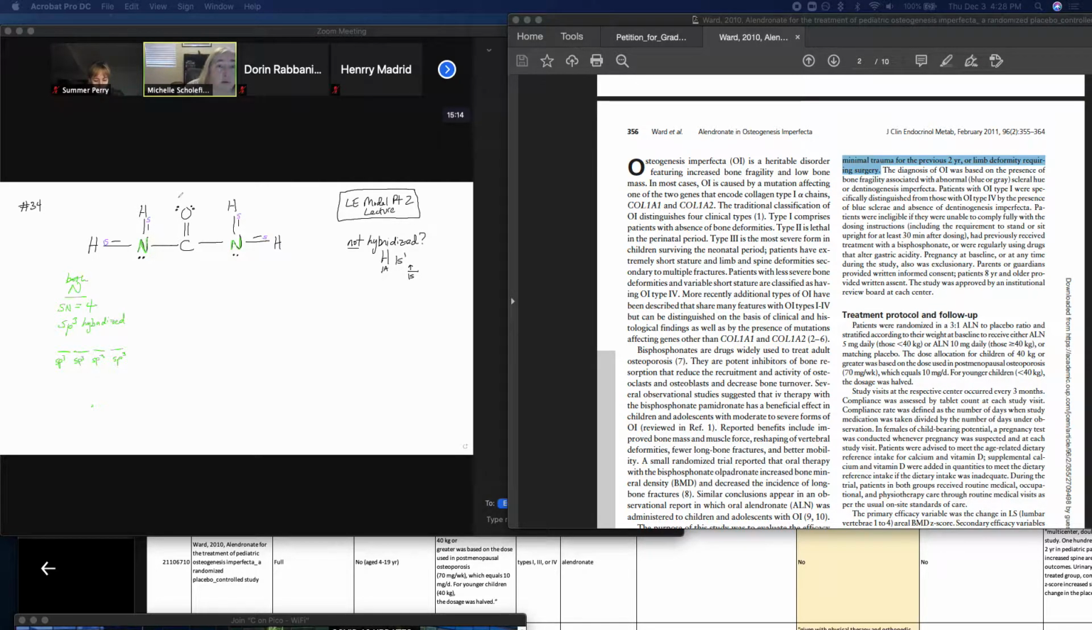Okay. Now, how many valence electrons does nitrogen have? 5. It's in group 5A. It has 5 valence electrons. And if I take those 5 valence electrons and put them in nitrogen's 4 sp3 orbitals, and I have to obey Hund's rule, they go in like this: 1, 2, 3, 4, 5.